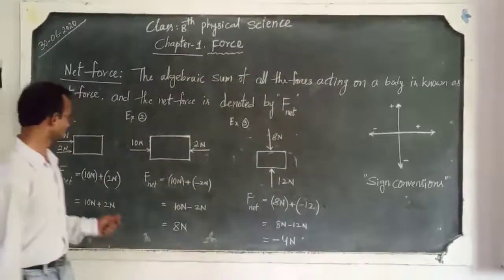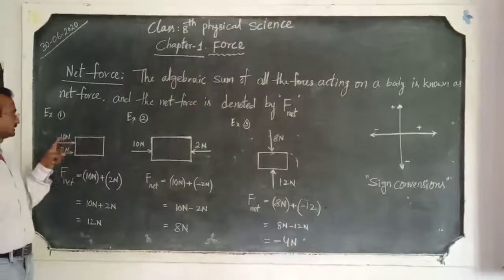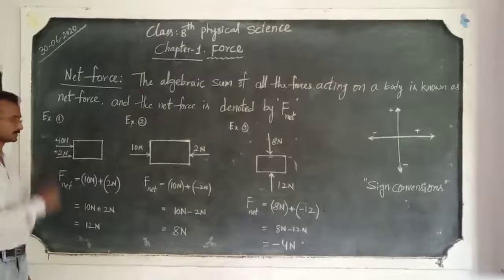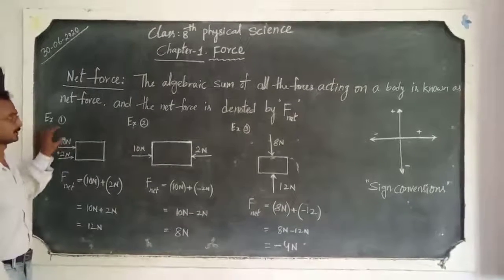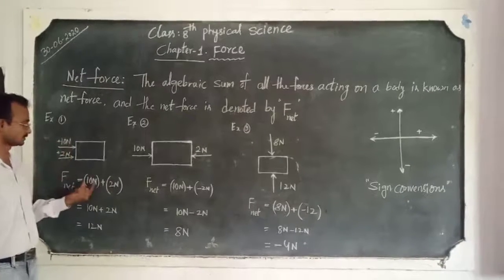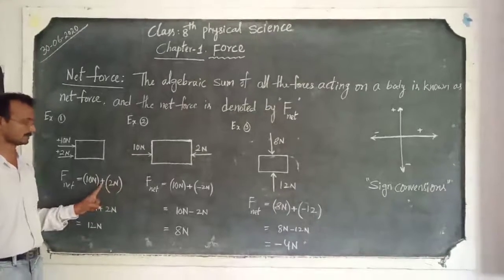Let us see here. Two forces are acting towards the right side. That's why these two values are taken as positive. This is a positive force, and this is also a positive force. According to the definition, we take the sum of all the forces, and here two forces are acting. The sum of these two forces, 10 newtons of force and 2 newtons of force, sum means addition.